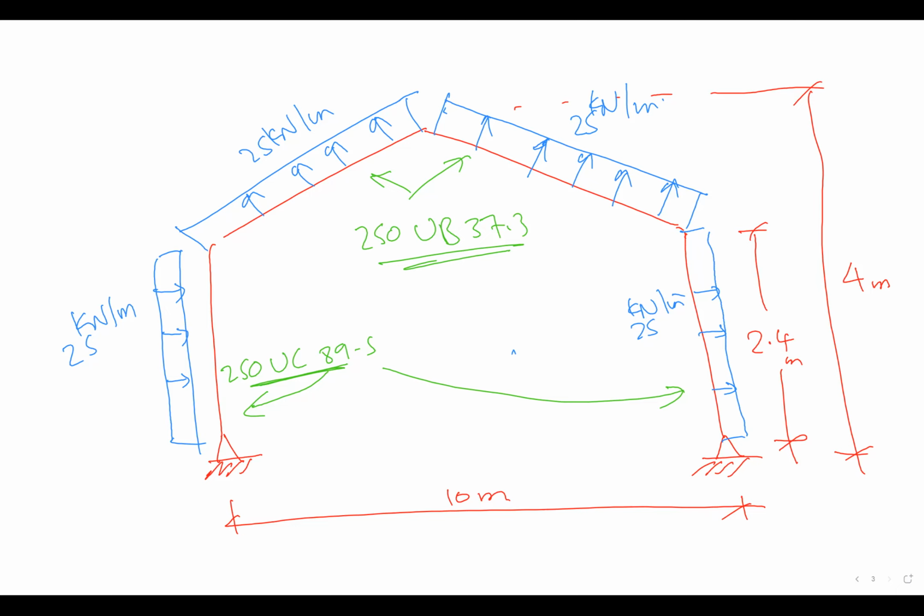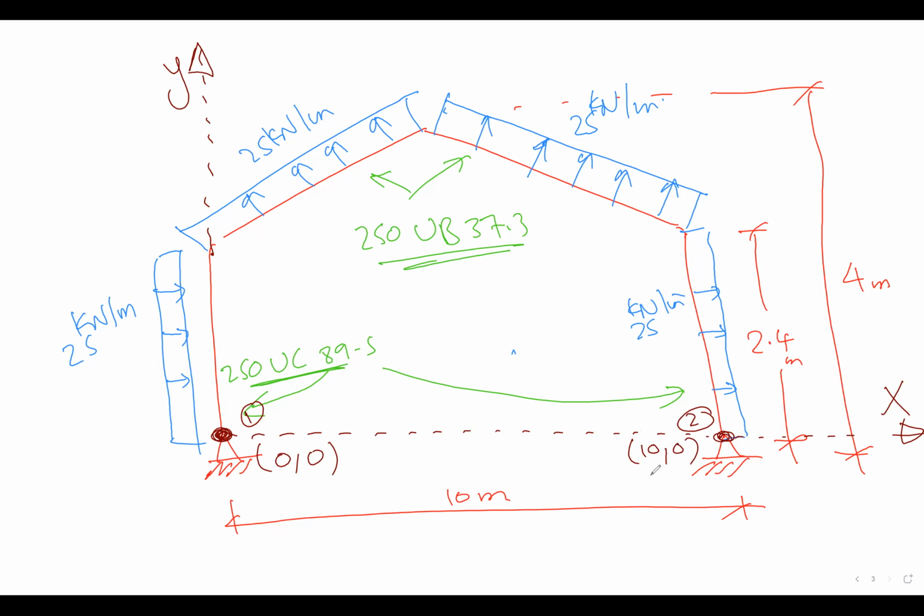Now to make it easier for us to draw, we will assume that we have the origin. What is the point of origin we can set? This will be our origin. So this will be our y-axis. This will be our x-axis. So we have node 1. What are the coordinates of node 1? 0 and 0. Let's say this is node 2. What are the coordinates of node 2? 10 and 0. This is node 3. What are the coordinates of node 3? 4 or 2.4, sorry, not in x. It is 0 in x and 2.4 in y.